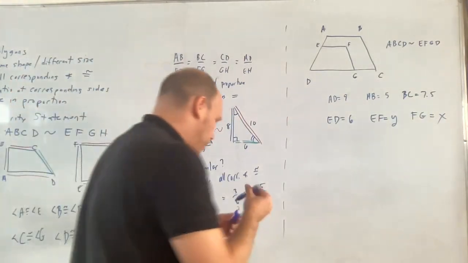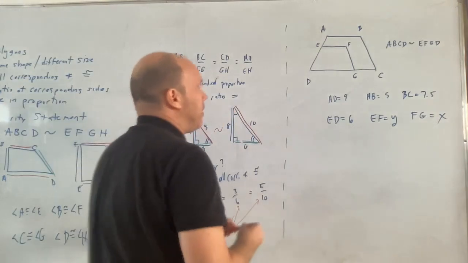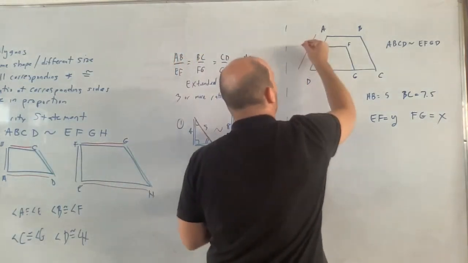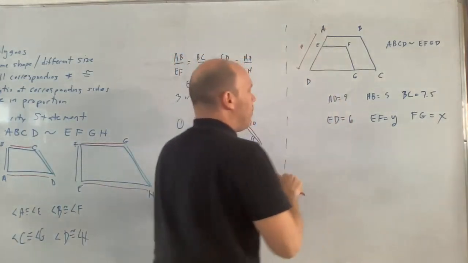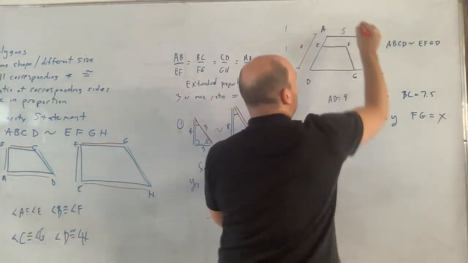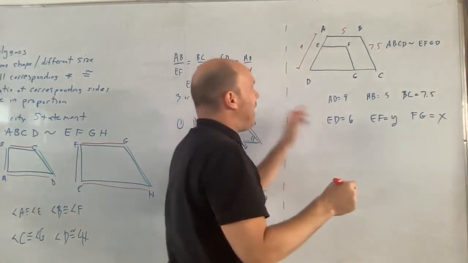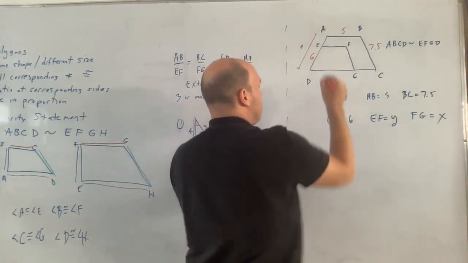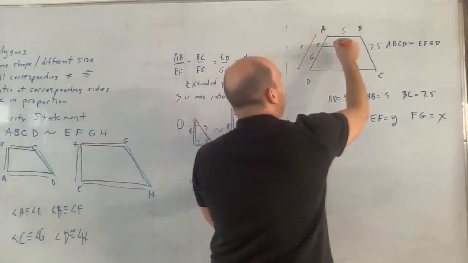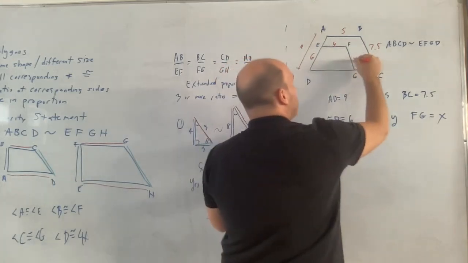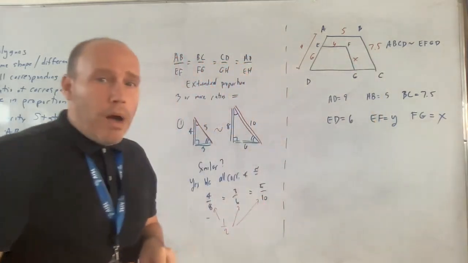Maybe we'll put the numbers in the diagram. AD is 9. We have AB is 5. We have BC is 7.5. We have ED is 6. And we have this is Y, and this is X. Okay, so what's going on here?